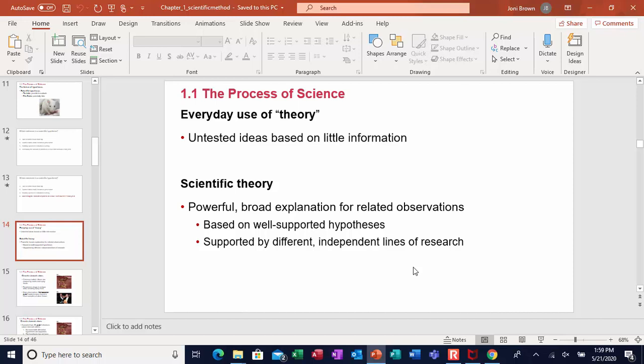But in science, a scientific theory is a powerful, broad explanation for related observations. It's based on hypotheses that have been supported by lots of different scientists and lots of different lines of research, independent research.